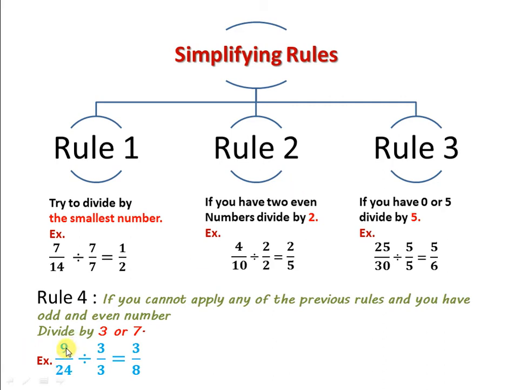So in this case, we will try to divide by 3. So let's divide 9 by 3. Say timetable 3 to get 9. 3, 6, 9. That's 3 steps. So the answer would be 3. Then, say timetable 3 to get 24. That's how many steps? 3, 6, 9, 12, 15, 18, 21, 24. So that's 8 steps. Now, 3 over 8 is in its simplest form because 3 is a prime number and 8 cannot be divided by 3.